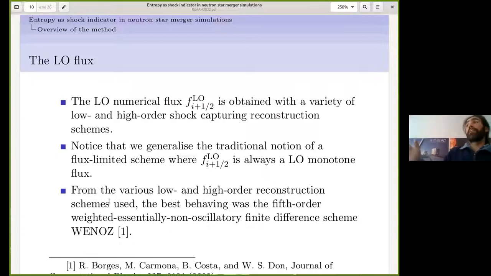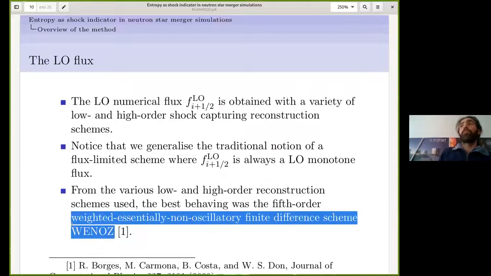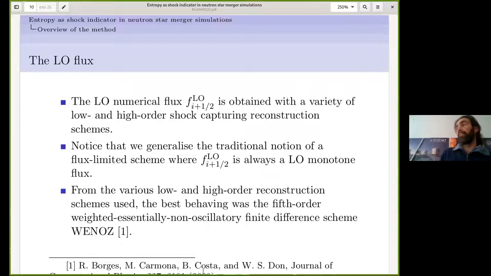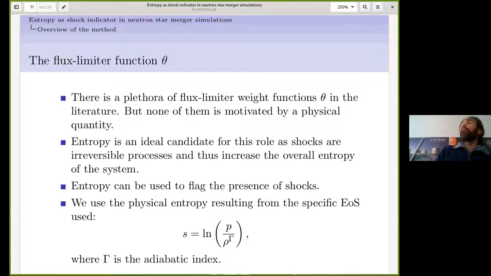So we have tried a lot of first, second, third, fifth order reconstruction schemes, and from our experience and experiments we found out that the best behaving was this fifth order weighted essentially non-oscillatory finite difference scheme that we call Venus from now on. And if you want to see the detail about it, you can find it in the reference. Okay, so now we talked about the higher order flux, lower order flux.